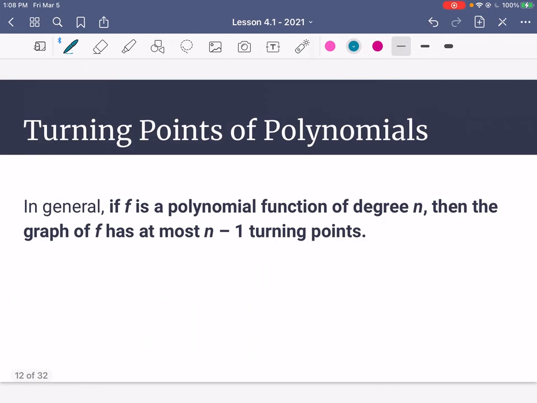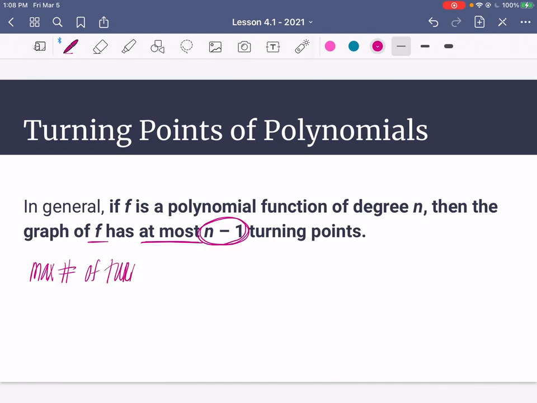Okay. Other thing that we want to quickly talk about is turning points, or number of turning points of a polynomial. So this can be really helpful, especially when we graph polynomials, which we'll do momentarily. In general, if f is a polynomial function, okay, of the degree n, then the graph of that function has at most n minus 1 turning points. What that means is the maximum number of turning points it can have.